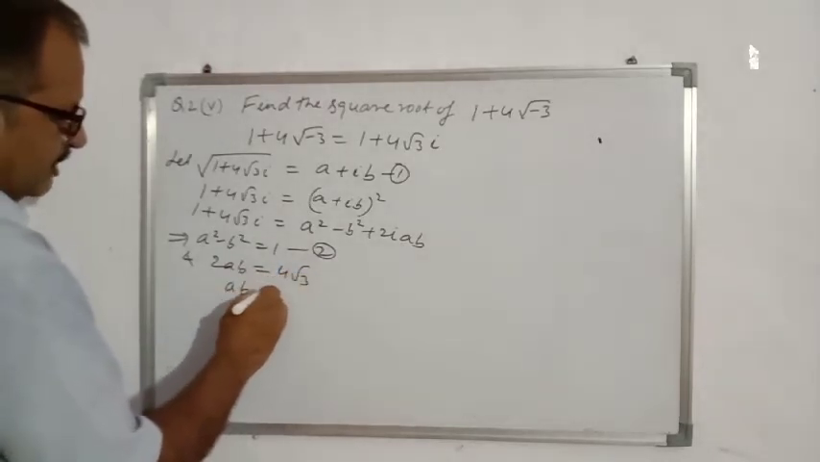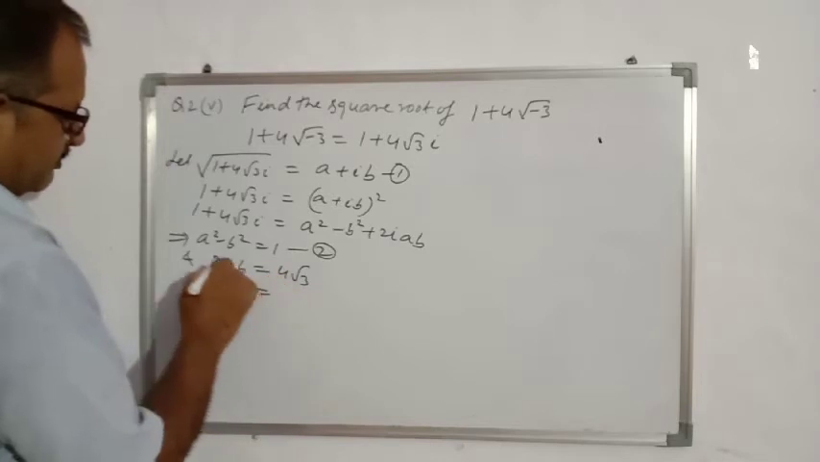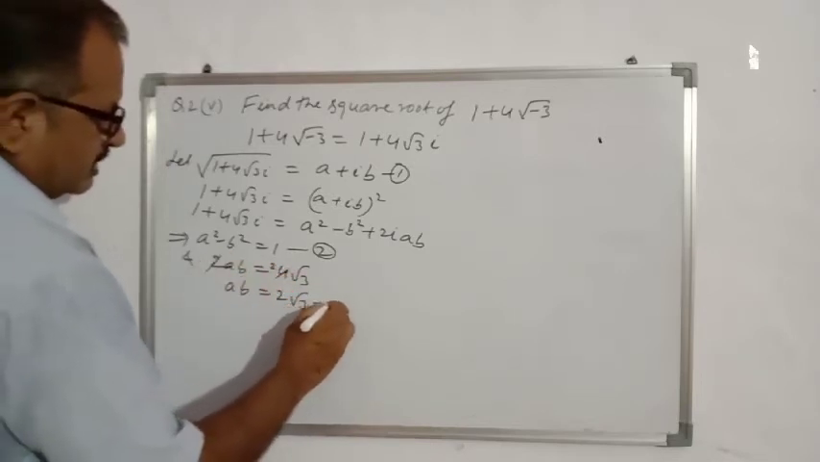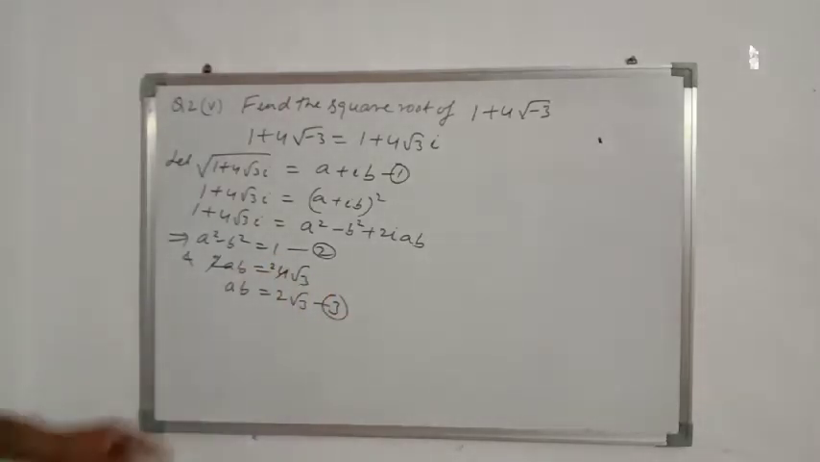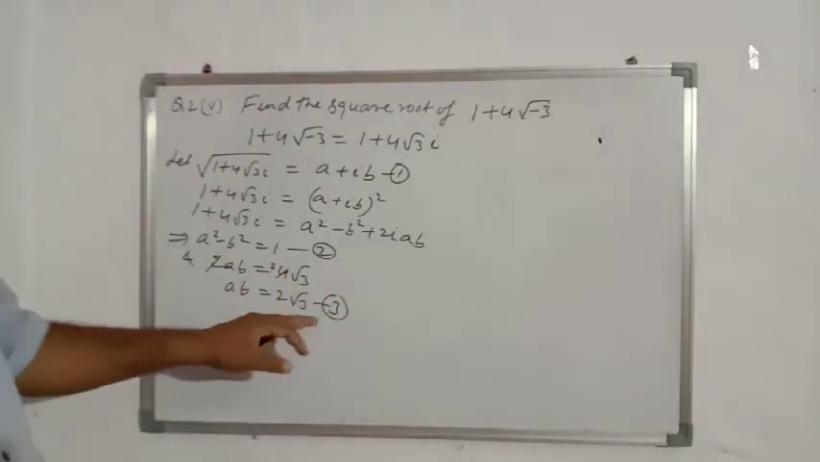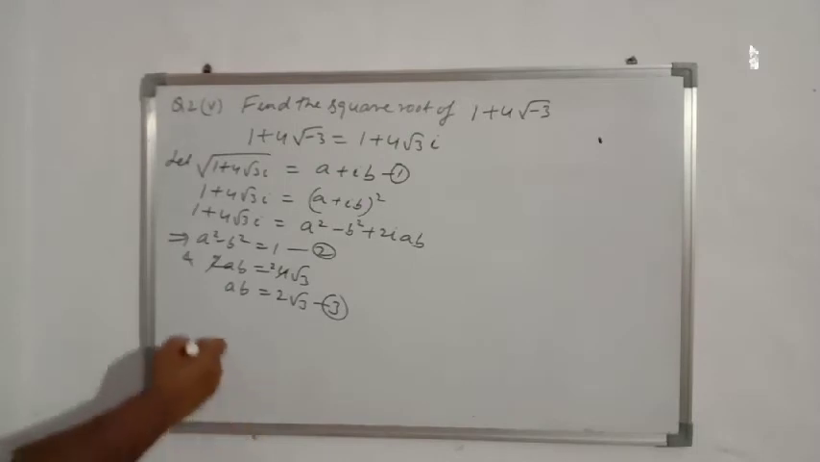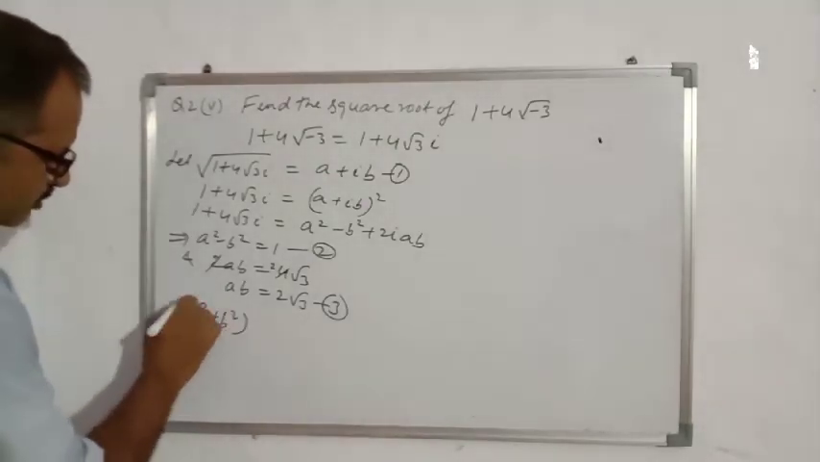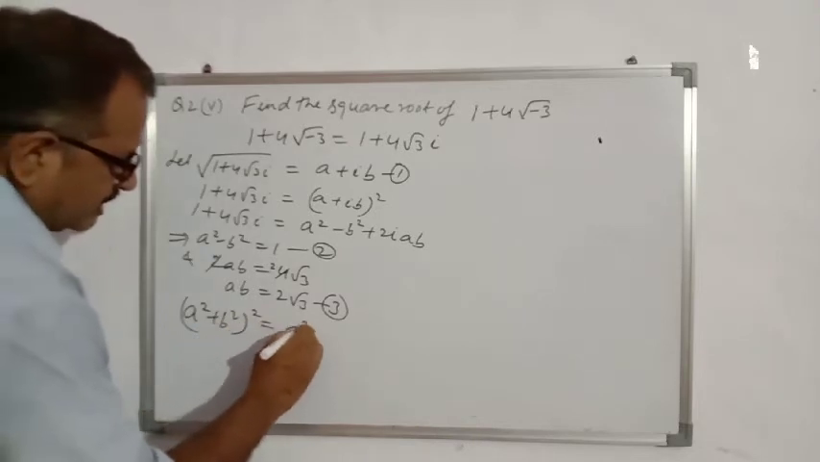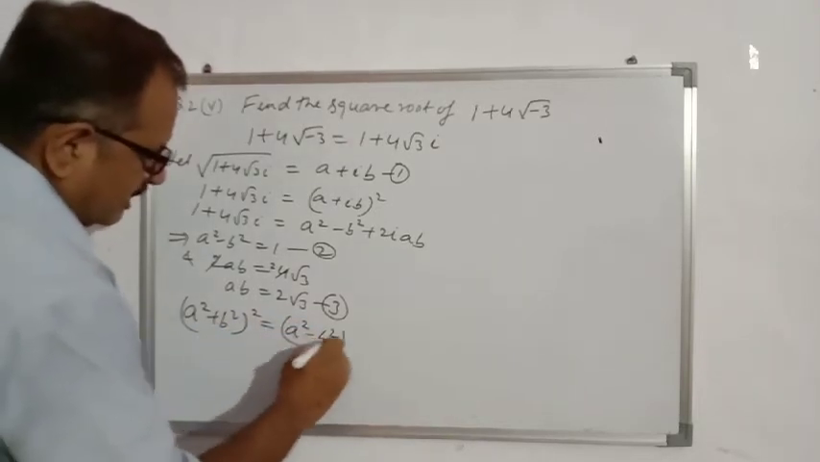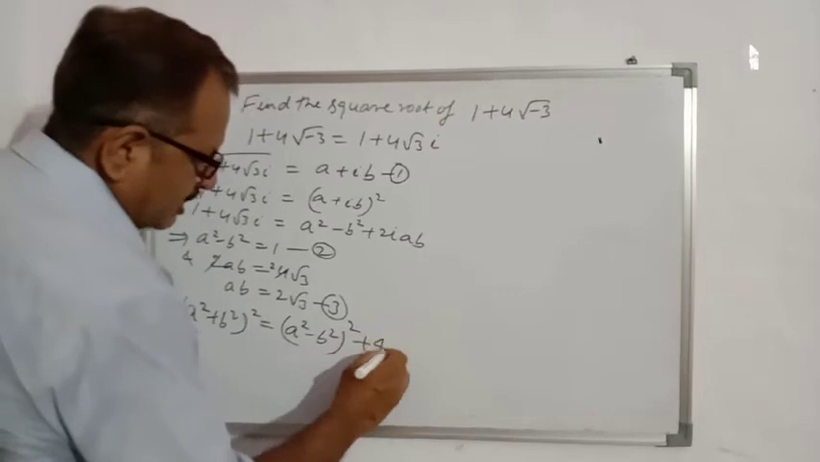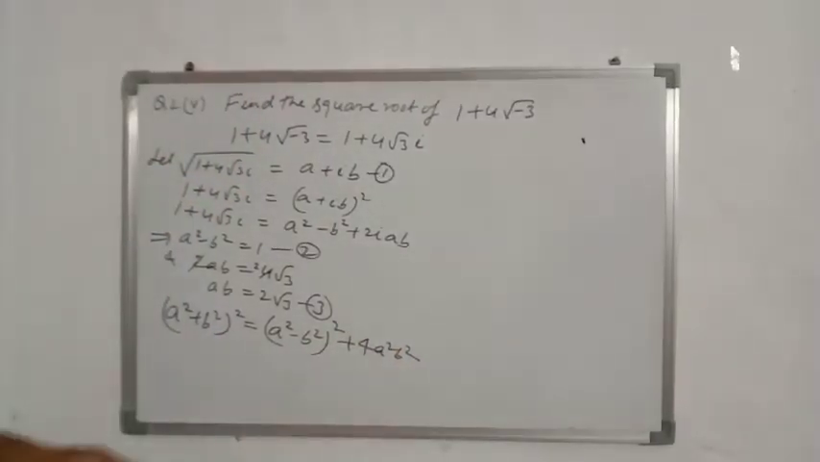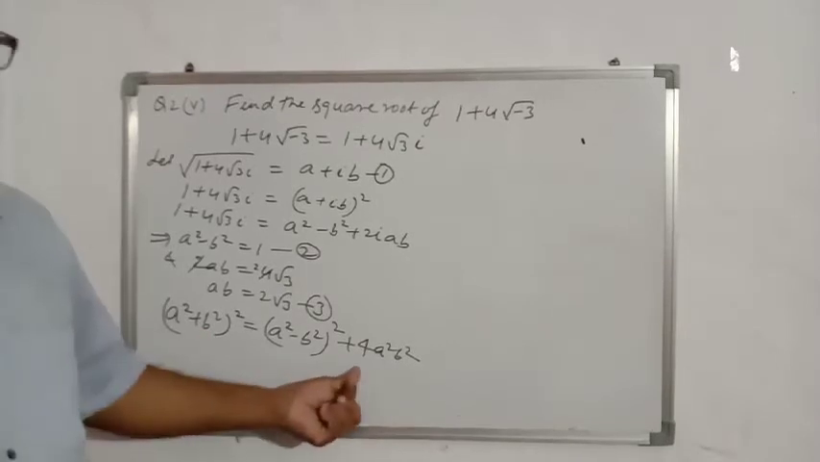So what will be ab? We can cancel the 2: 2 times 2 is 4, so ab is equal to 2 root 3. a square minus b square is equal to 1, and ab is equal to 2 root 3. Again use the relation (a square plus b square) whole square is equal to (a square minus b square) whole square plus 4a square b square. In every question we have to use this relation.